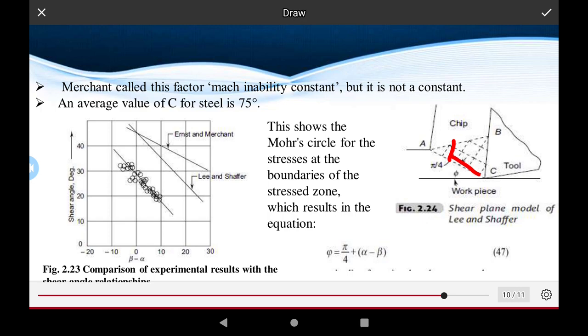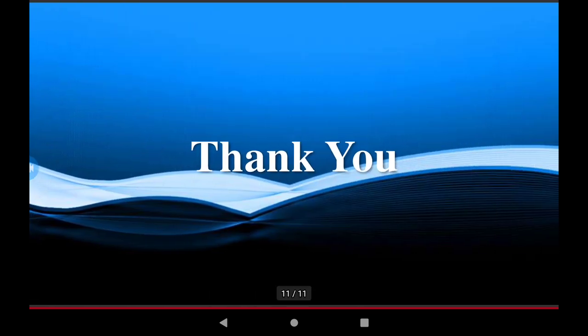The shear plane model is the Lee and Shaffer theory. Phi equal to pi by 4 plus alpha minus beta. This is the formula presented for the value of the Lee and Shaffer theory. Thank you so much.